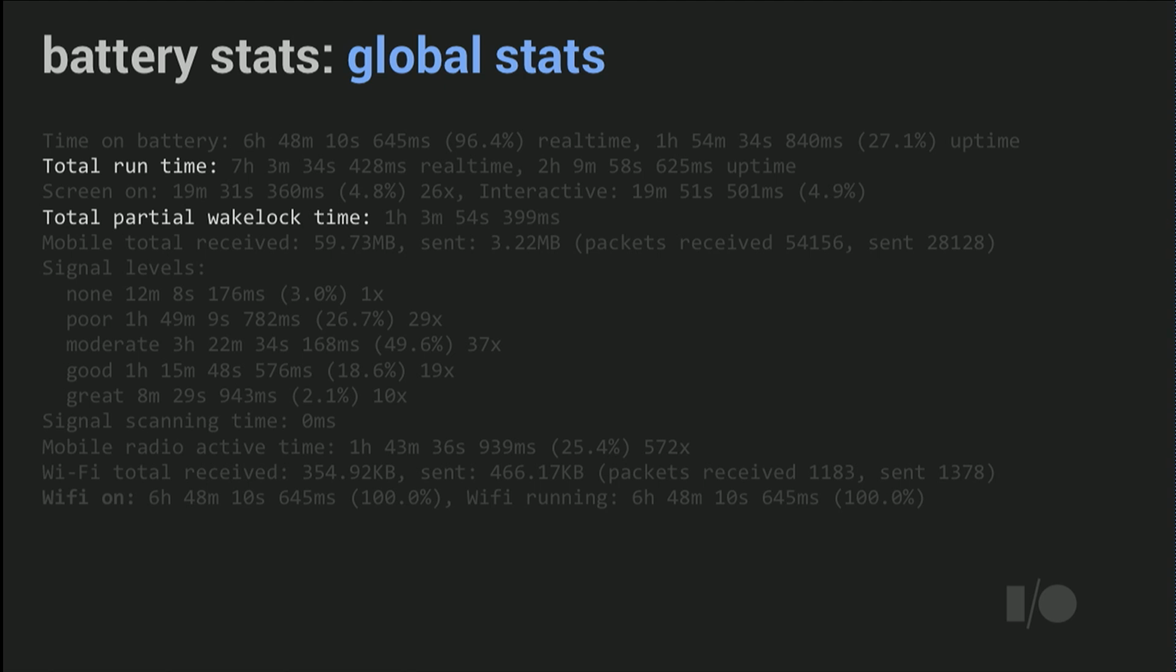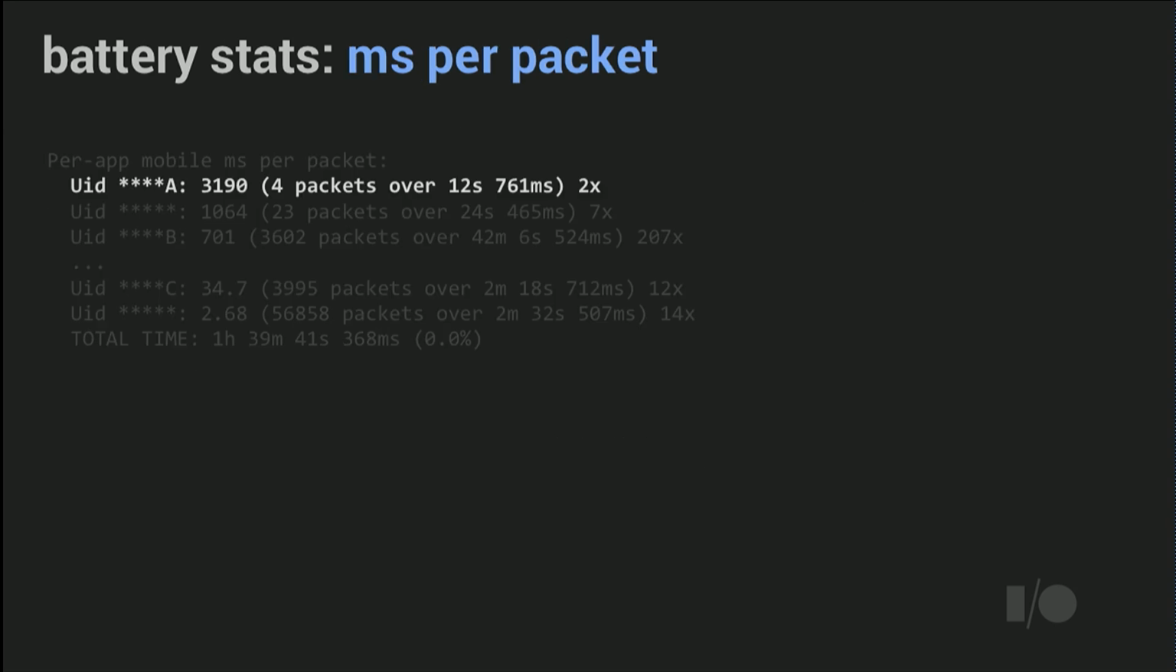You can also see the total runtime. In addition to that, you can see things like the mobile radio being on, the packets that were received on the mobile radio versus Wi-Fi, and that can give you a sense of what the network activity was like during that discharge cycle.